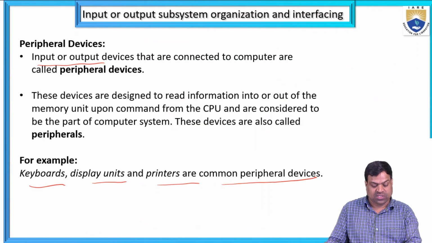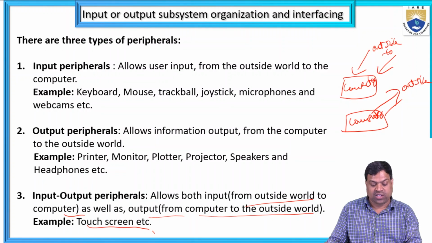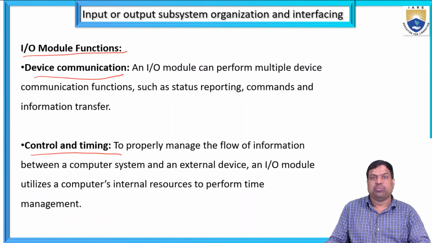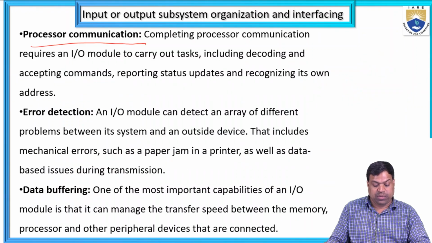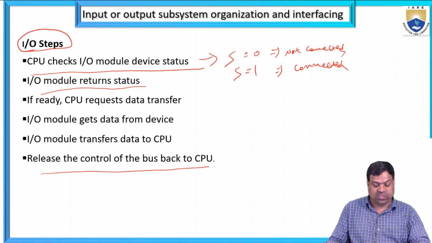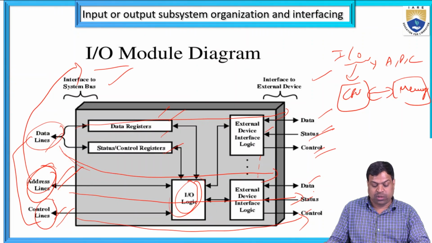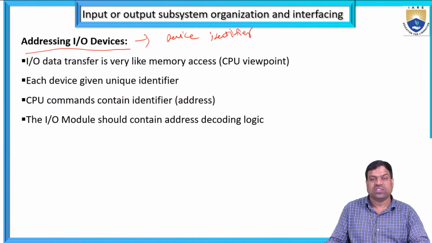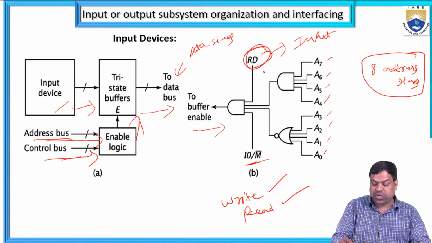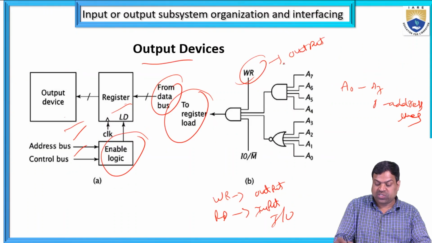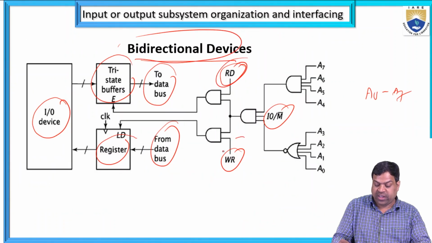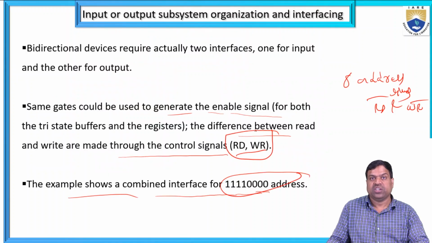The peripheral devices are the keyboard, display unit, printer, etc. There are three types of peripherals: input peripheral, output peripheral, and input output peripheral. The input output module functions are device control, timing, processor communication, error detection and data buffering. This is the input output module diagram connected with the data, address and control lines. It shows the addressing of input output devices. The input device has a read operation, the output device has a write operation, and a bidirectional device has both read and write connected.